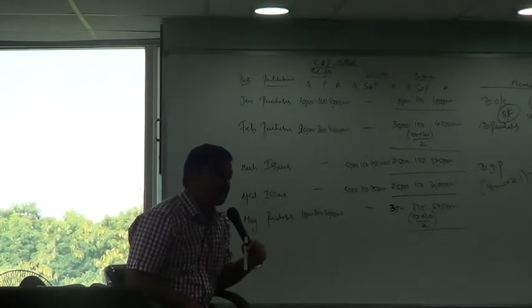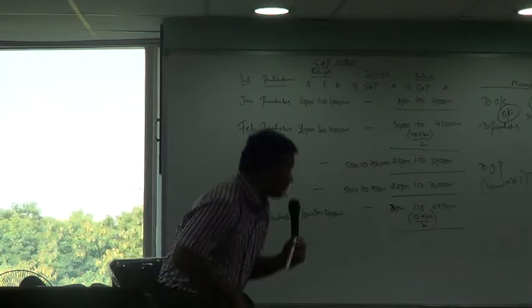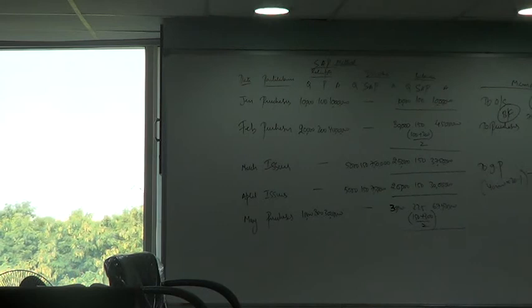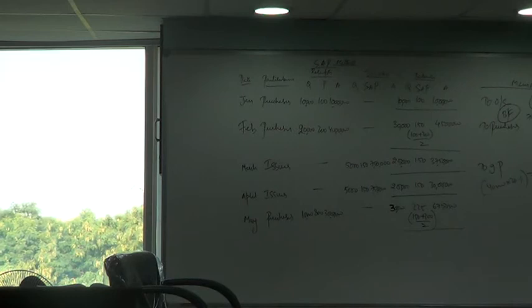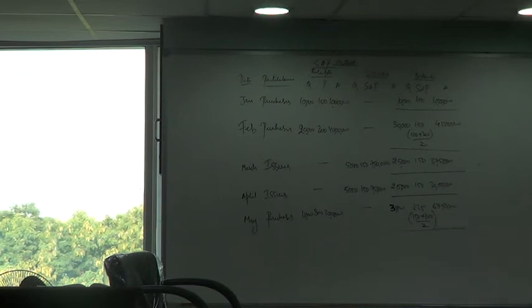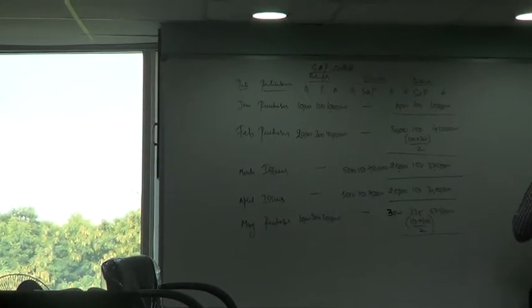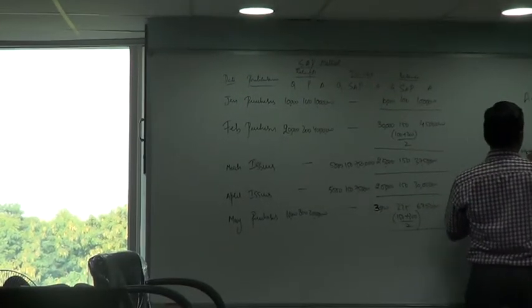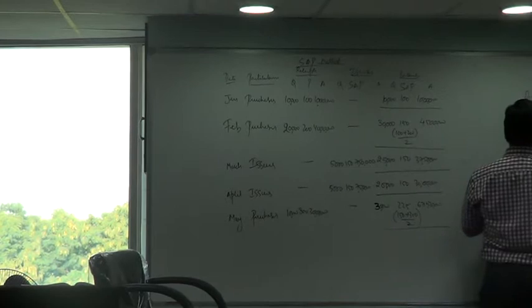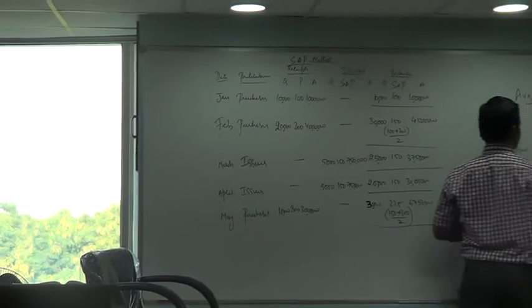Opening stock is X minus 3000. Average inventory is equal to opening stock plus closing stock by 2. Write down the formula. What is average stock? 12,000. What is opening stock? X minus 3000. Closing stock X, by 2.